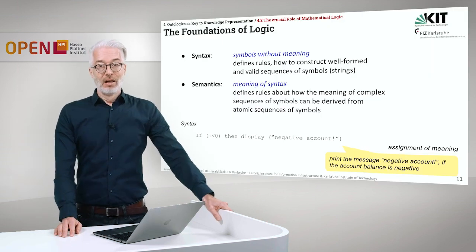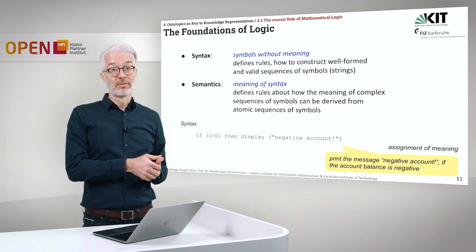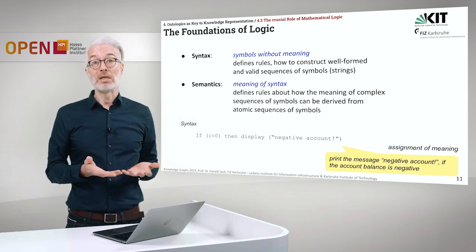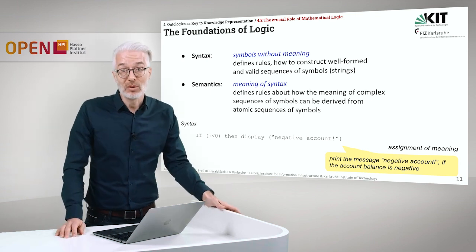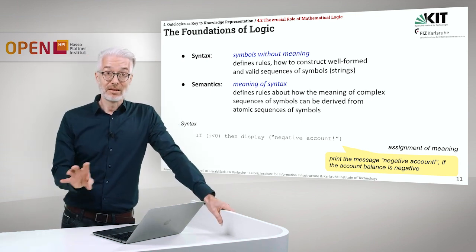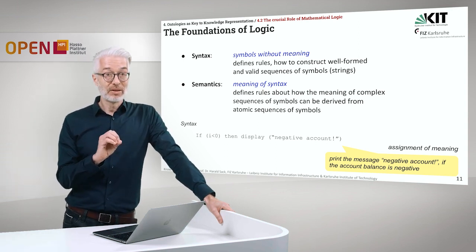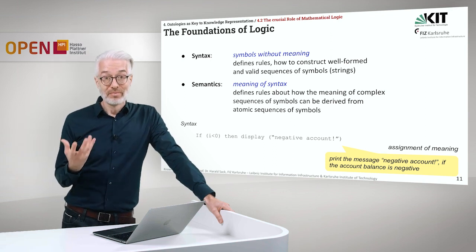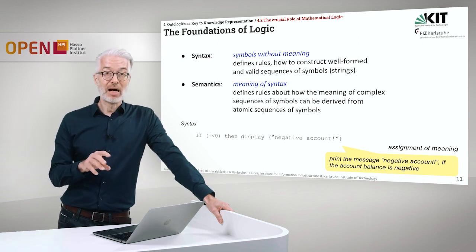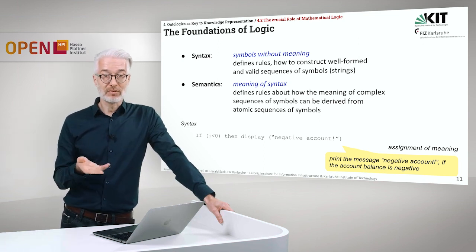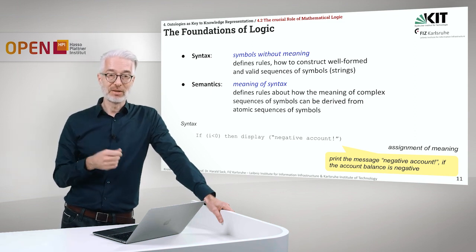And exactly this is what we want to try to achieve, also based on formal mathematical logics. Okay, logics, what do we have to deal with there? First, we have syntax. Syntax is only symbols without meaning in that sense. We define rules for how to construct well-formed and valid sequences of symbols. So this is defined in the syntax of logic. More important for us is then the semantics, because the syntax needs meaning. So that's the meaning of the syntax. And semantics defines rules about how the meaning of complex sequences of symbols can be derived from atomic sequences of symbols, because there we define explicitly what the semantics is.